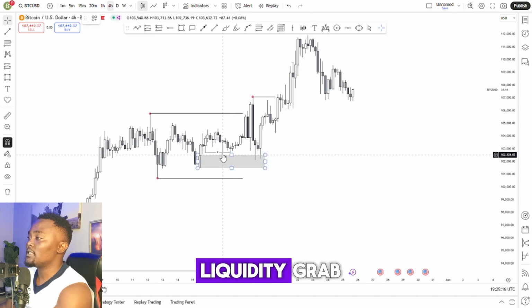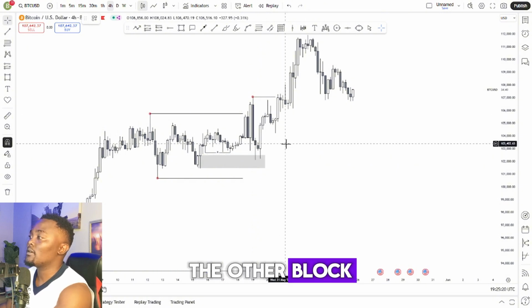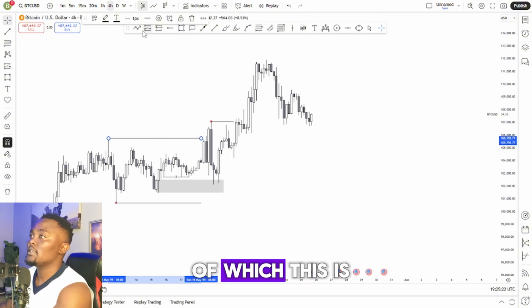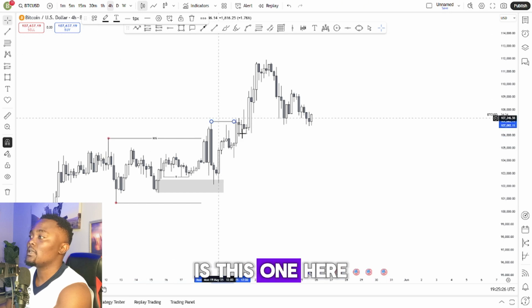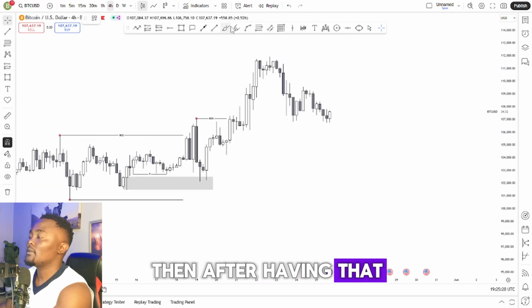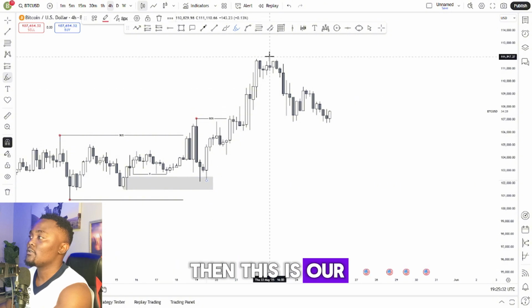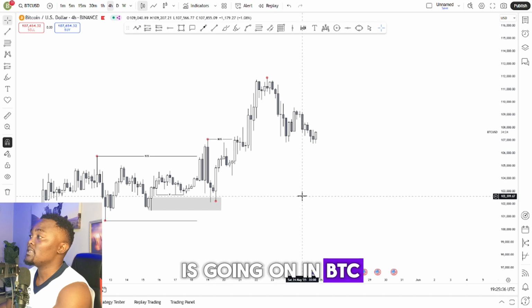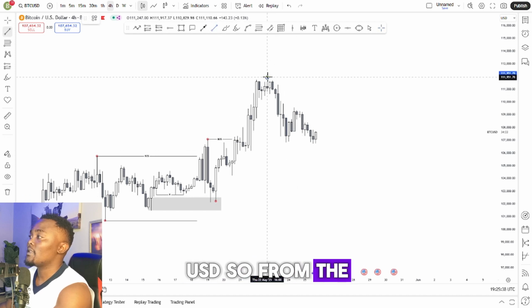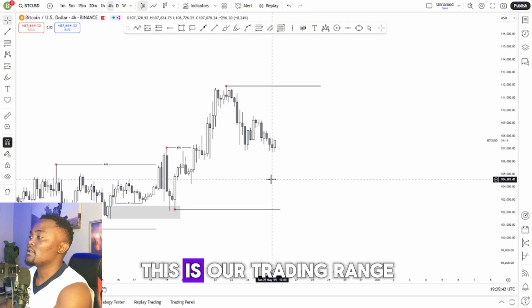So after even that liquidity grab, we had the tap or the mitigation into the other block. Then we pushed up, of which this is our first break, second break, which is this one here. Then after having that, we know that this is our new lowest point, then this is our new high. So we have a new trading range going on BTC USD. From the high, just like that, to the low, this is our trading range.